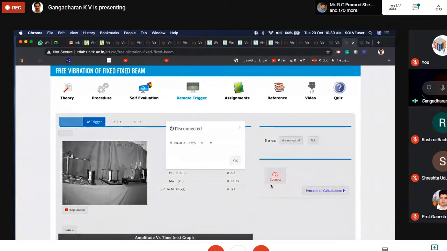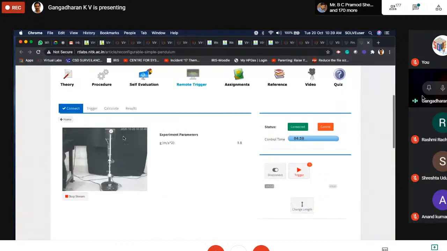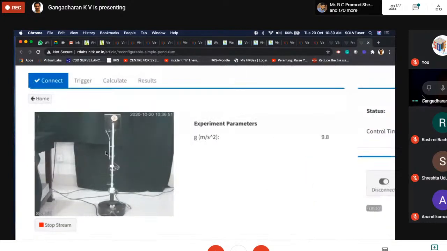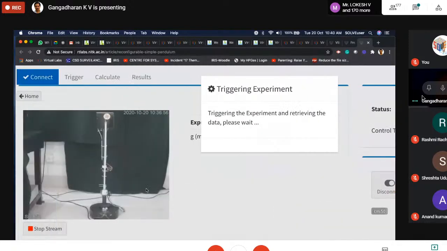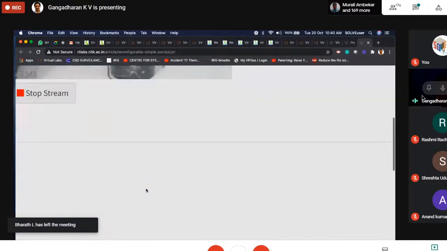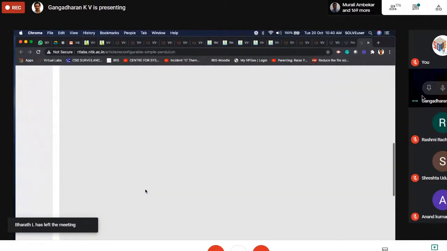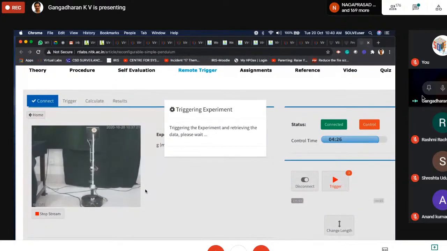I'll disconnect this. I will show you something which will move so that you can look at this. This is a simple pendulum. Okay. So I'll just trigger first. This is an actual experiment which we are doing. These setups are at NITK Surathkal, and you should be able to access. There is no login and other things. You can straight away connect and use. So you can see that the pendulum is oscillating, and now I should be able to get the data. The experiment is still going on. Once the experiment is done, the data will be pushed.